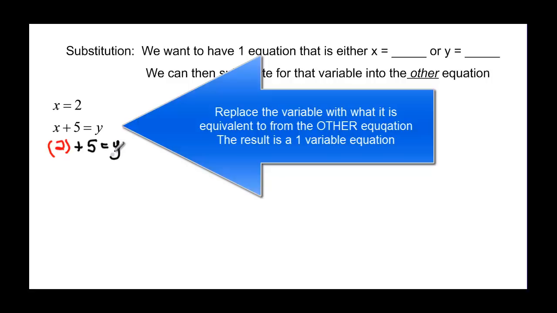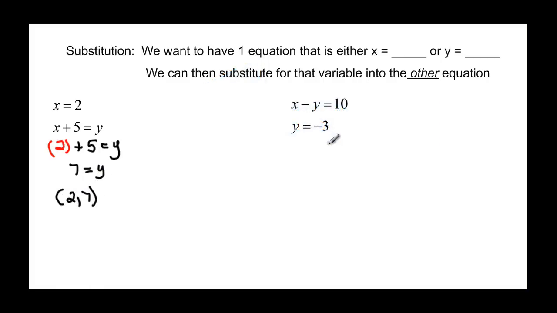When I use substitution, now I get a one variable equation that I know how to solve. And in fact, 2 plus 5 is going to be 7. And now I know that I have the ordered pair 2 for x and 7 for y.